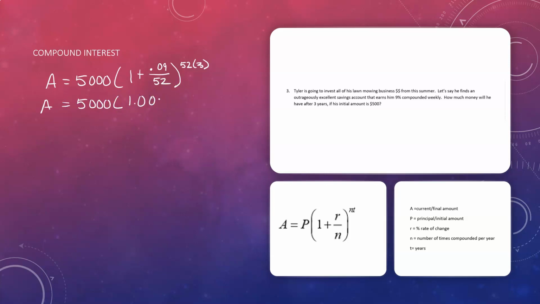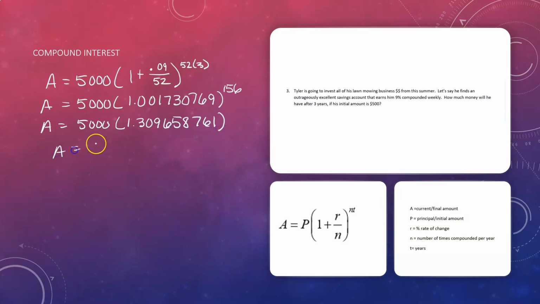When I figure out what's in the parentheses, this is my number. So much easier just to leave it in the calculator. And 52 times 3 is the 156th power. Again, wouldn't want to do that on paper. So I come up with this. When I take this to the 156th power, and then when I multiply that out, he will end up with $6,548.29 after 3 years. Okay, that's it.